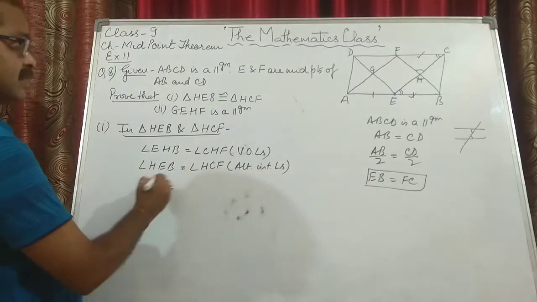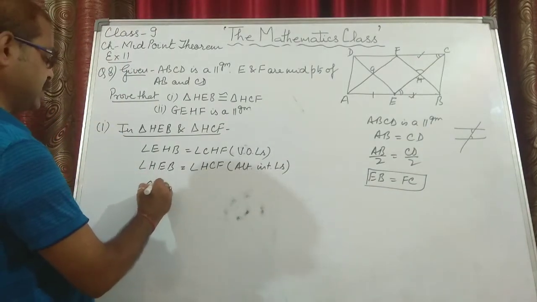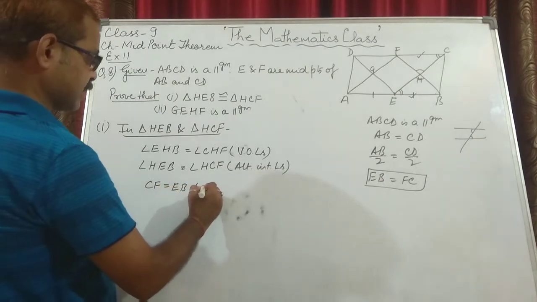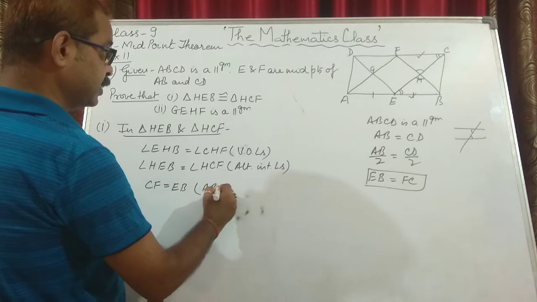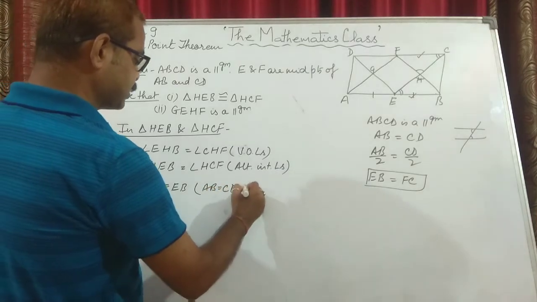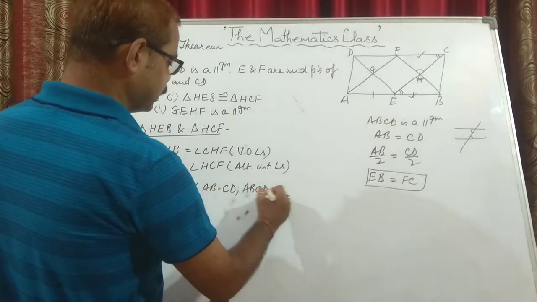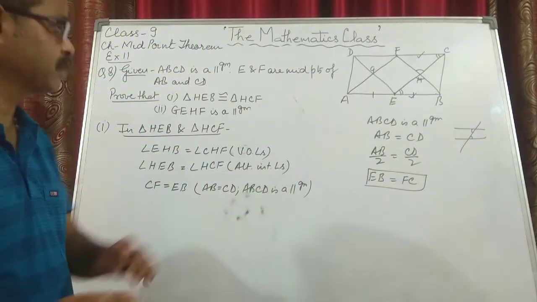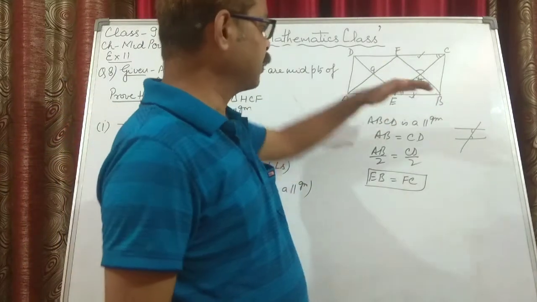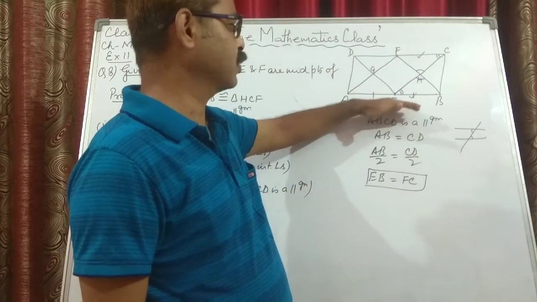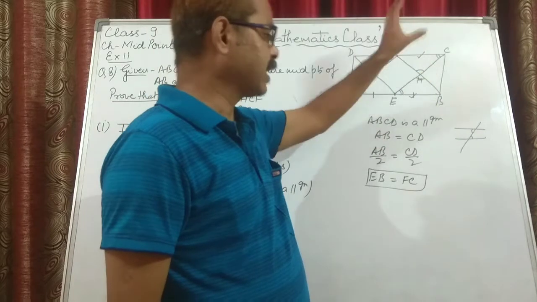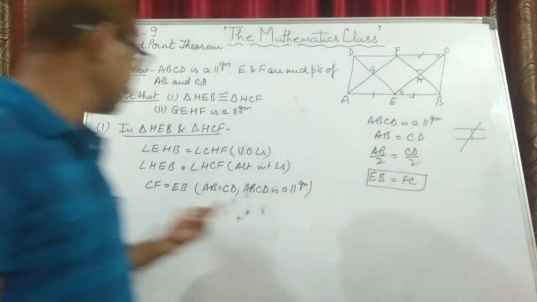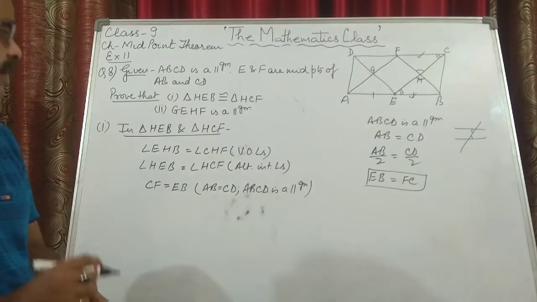And third point, we can say that CF is equal to EB, and the reason is that AB is equal to CD, since ABCD is a parallelogram. This has already been proved, so opposite sides are parallel and equal, so AB and CD are equal. So their halves will also be equal, and half of AB is EB and half of CD is CF. So that is what is written: CF and EB are equal.